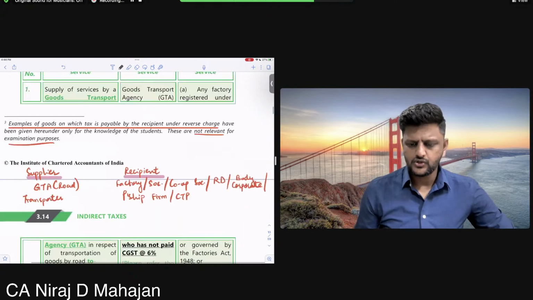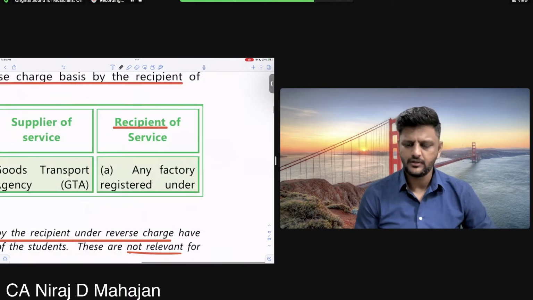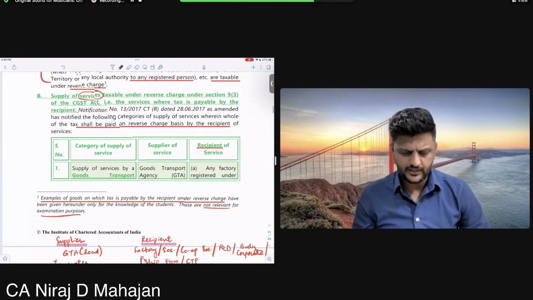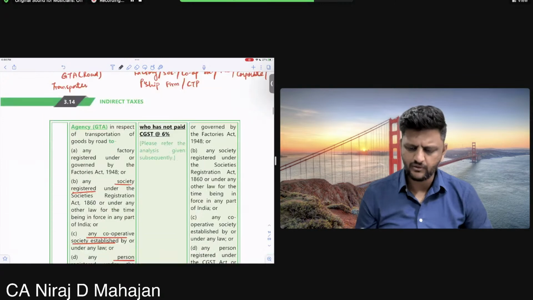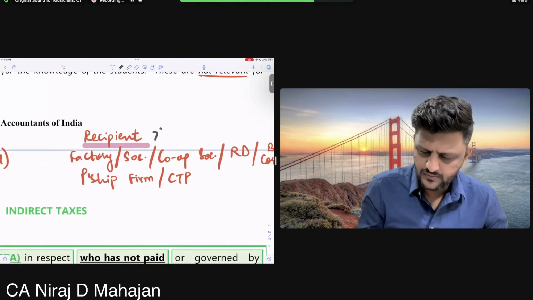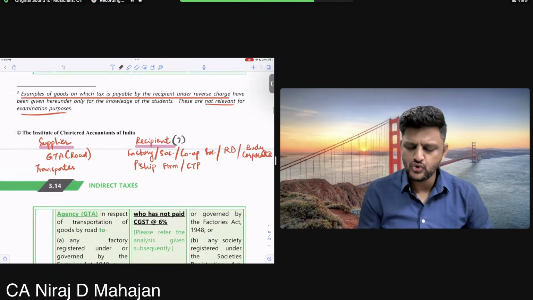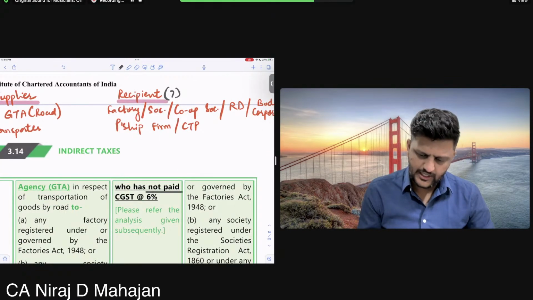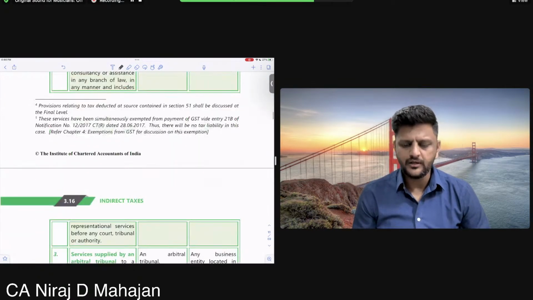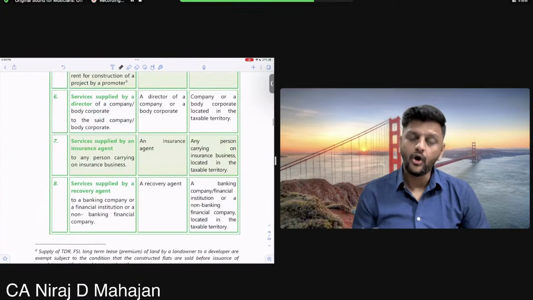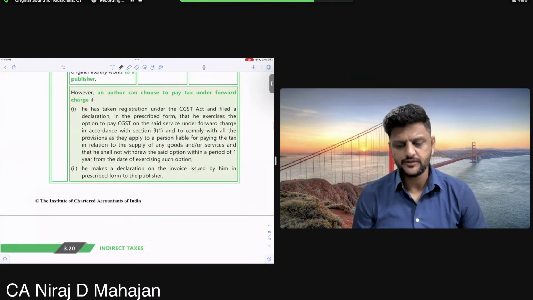Then, supplier of service, GTA, check. Okay, this recipient is done. Recipient we have just now written. So recipient, those are seven categories. Please keep that in mind. But now check which kind of GTA. GTA who has not paid CGST at the rate of 6%. Means again they have an option. They have the option to pay a lower amount of tax on forward charge basis, or they may not levy that amount and the tax will be paid on reverse charge basis. We'll come to that.